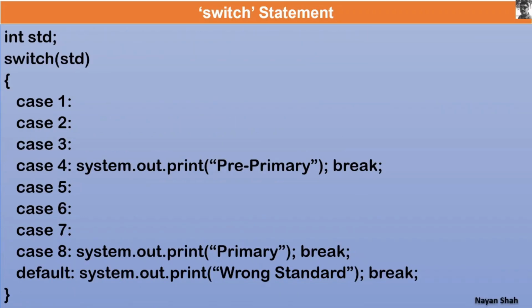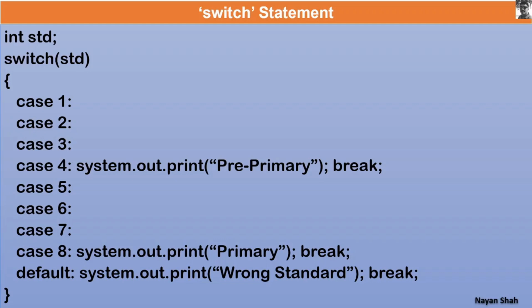In this example, suppose we are asking a student which standard they study in, and we limit it to standard 8 only. If the student is studying in standard 1, 2, 3 or 4, we want to print pre-primary section. If the student is studying in standard 5, 6, 7 or 8, we want to print primary section. Otherwise we will print wrong standard entered. So what we have done here is, I have not written anything in case 1, case 2, case 3, and only in case 4 I have written pre-primary.